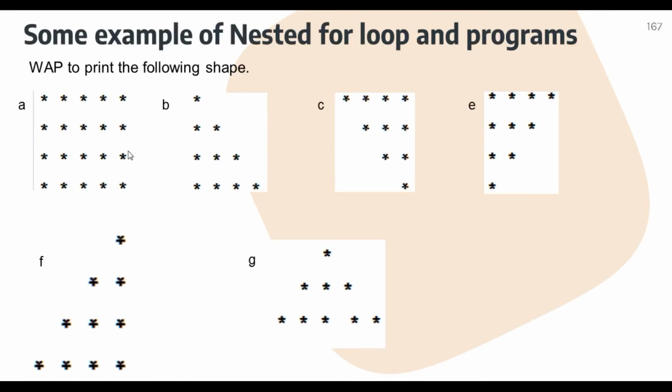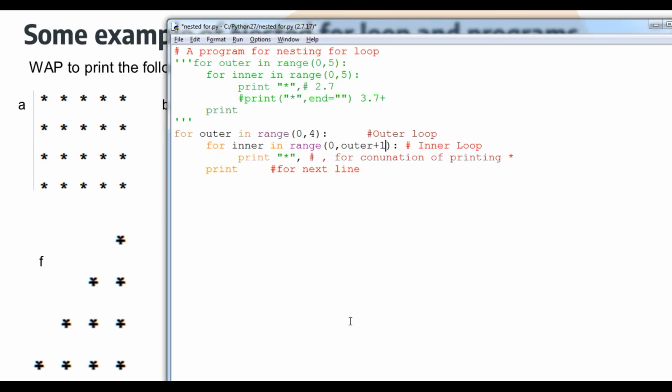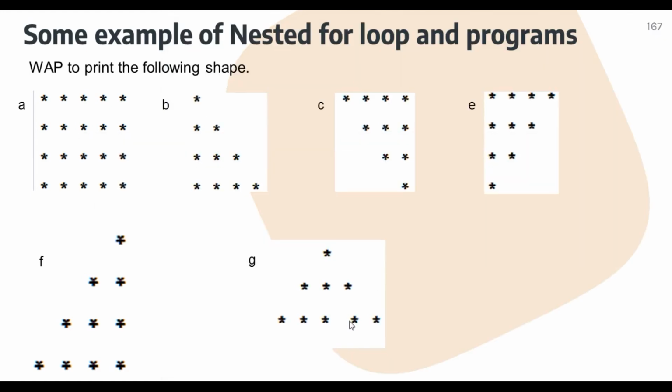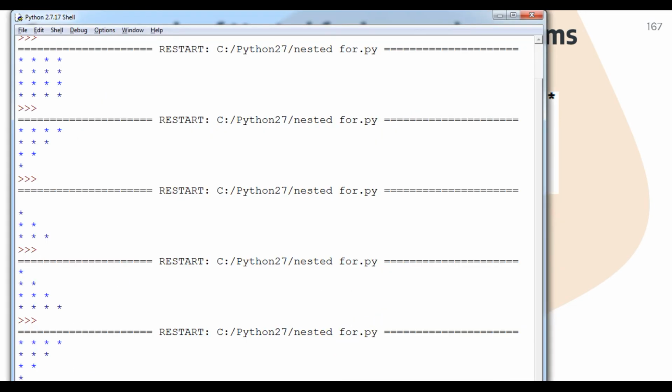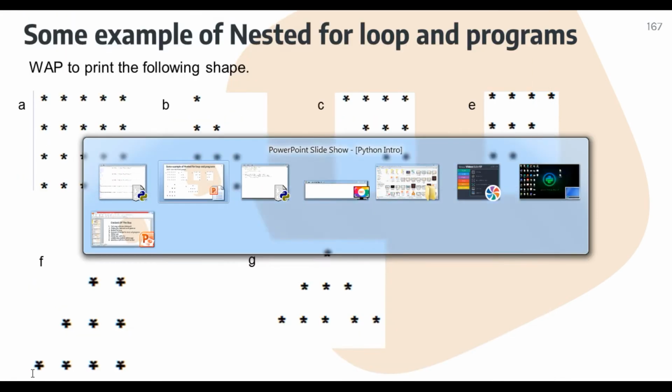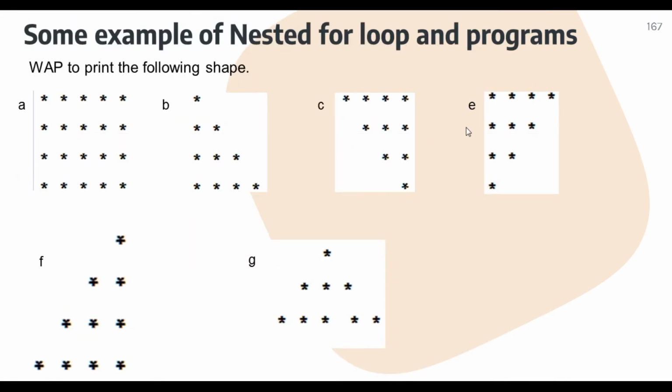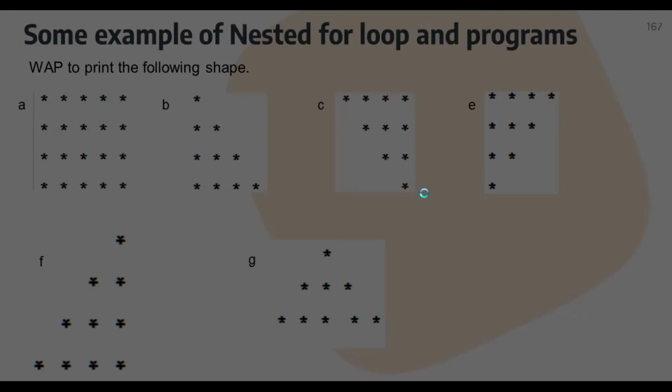So student, I have shown you this answer. Let me check what output I have shown you. Here you can see the triangle I have shown you. A, B and E I have solved, so you will solve C, F and G also and show me the program.